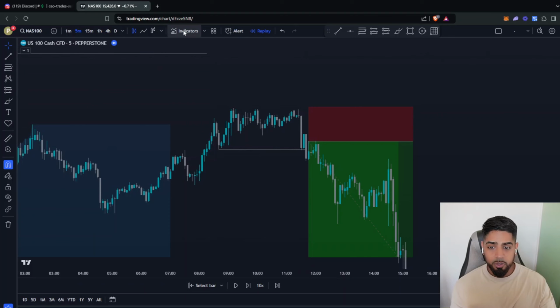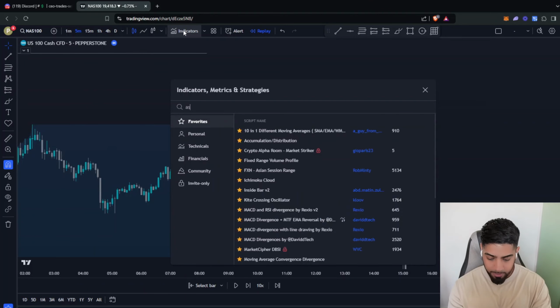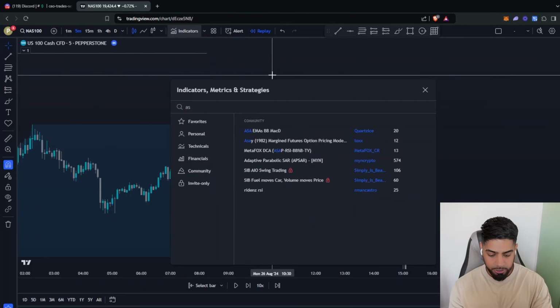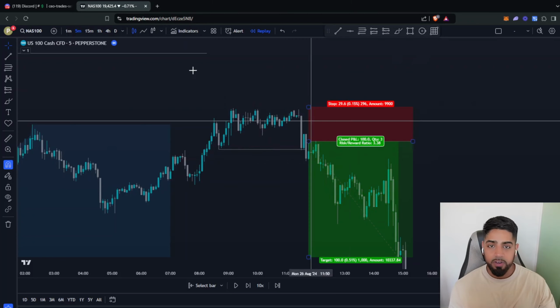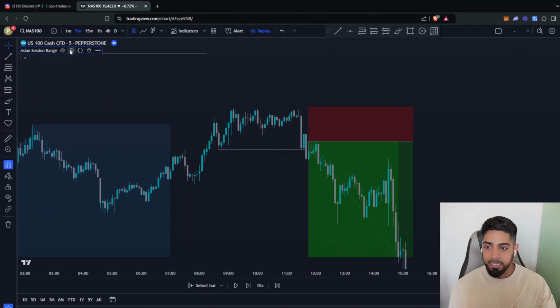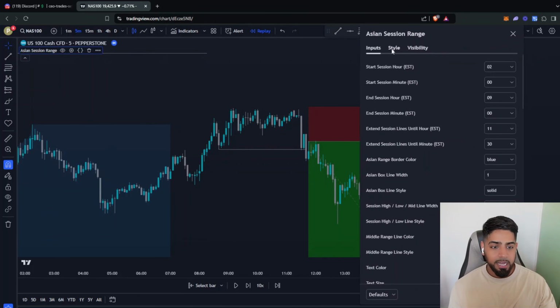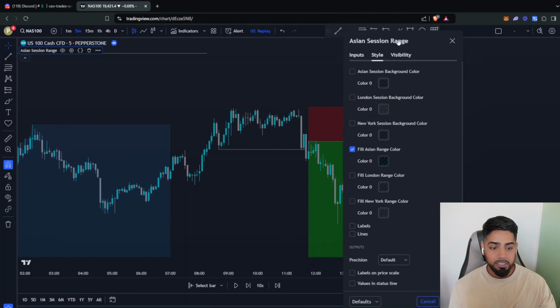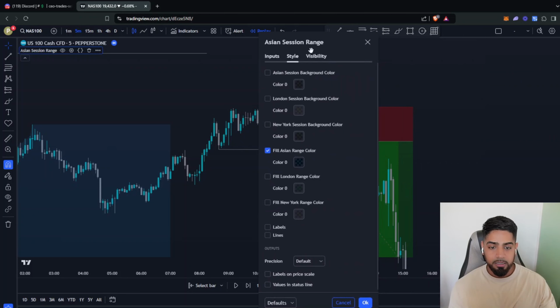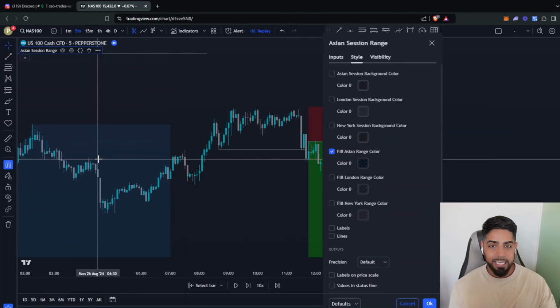So first and foremost, what you want to do is go over to your indicators tab and type in the Asia session range. You're going to want to click on this one by Rob Minty called the FXN-Asia session range. Once you've got that, you're simply going to click on the settings icon, and first you're going to remove everything that's on your chart and only leave on the Asia session range color. Because what this will do is it will highlight the Asia session range, and for this strategy you're only going to need to know where the Asia session range is.